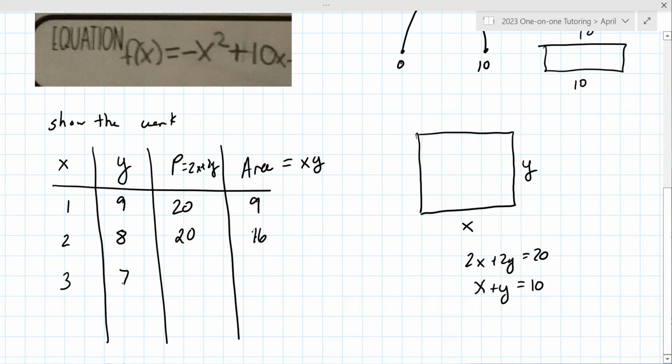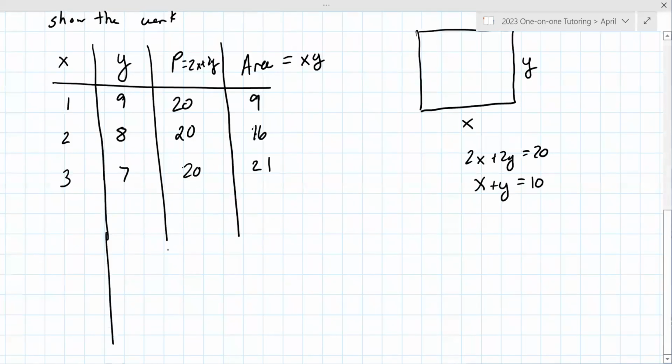Y is 7. Perimeter is 2 times X plus 2 times Y. Could you calculate that for us, please? 20. But your area is now X times Y, 3 times 7, so 21 here. Let's keep going. Go ahead and fill in the next 2 rows of this table for me, please.